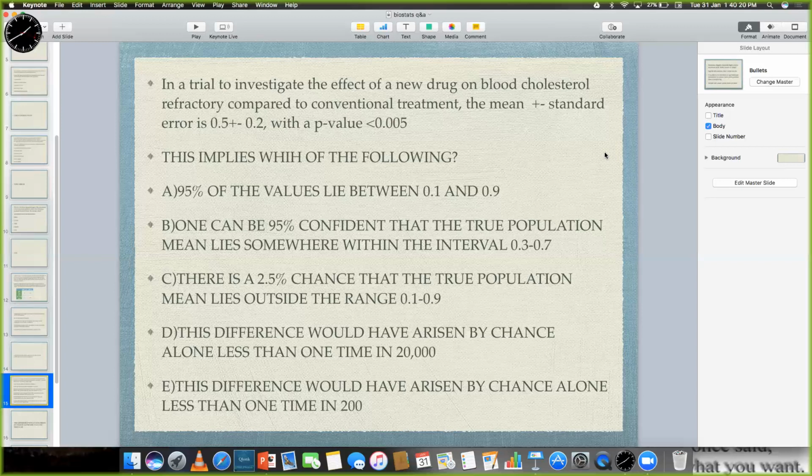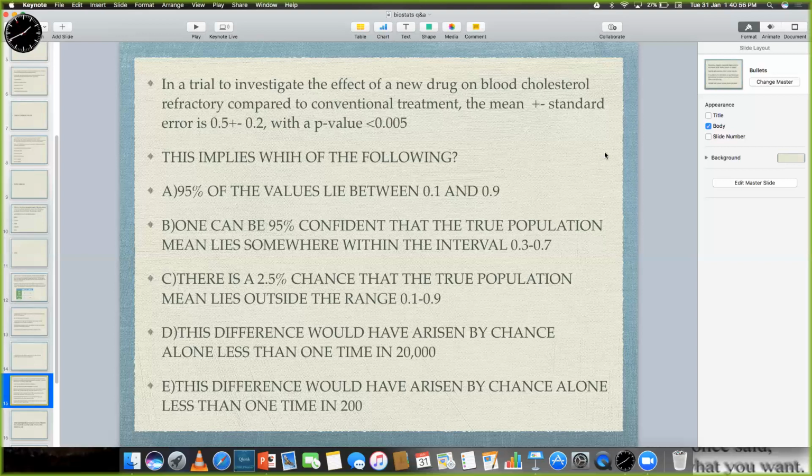I told you, if the confidence interval is 99%, it's z equal to 3. If the confidence interval is 95%, z is equal to 2. If the confidence interval is 68%, z is equal to 1. Right? So, for p-value less than 0.005, which is less than 0.01, the confidence interval will be 99%. And for the 99% confidence interval, you have to calculate with a z equal to 3.